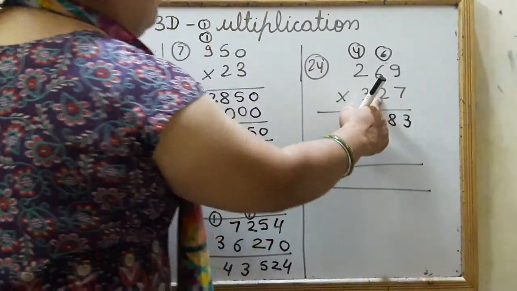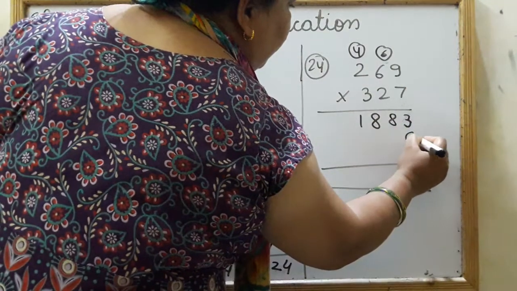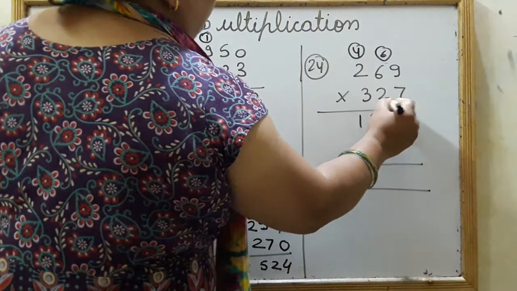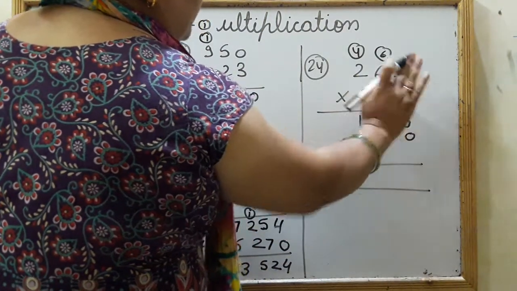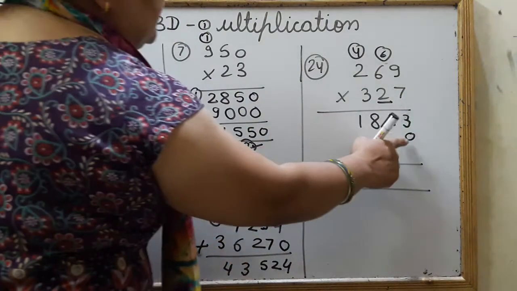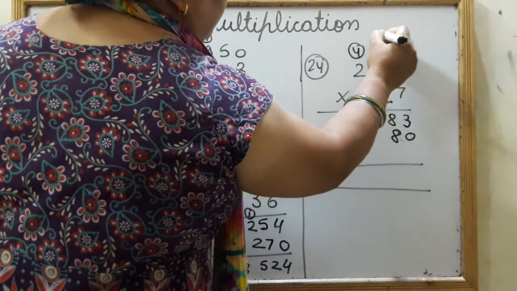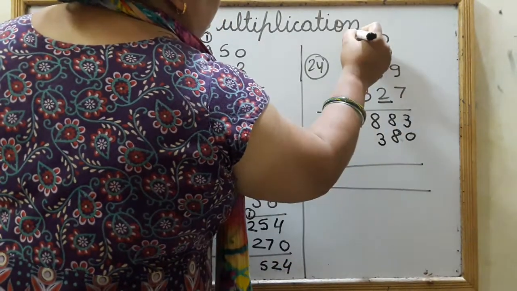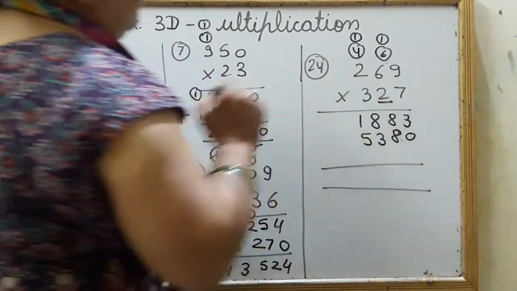Now 2 is our tens number, so we have to put a 0 here. We will forget about 3 and 7. We will multiply by 2 only. We have to leave the 3 and 7 and multiply by 2 only after putting a 0 here. 2 9s are 18 and 1 carry. 2 6s are 12 plus 1, 13 and 1 carry. And 2 2s are 4 and 1, 5.